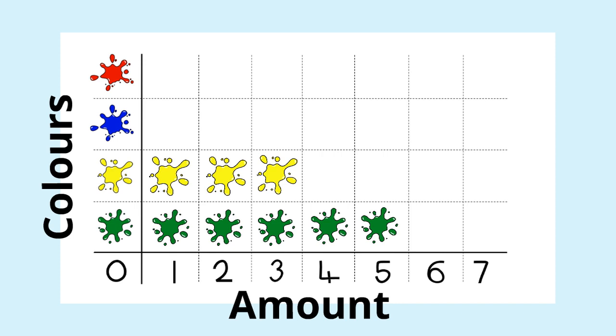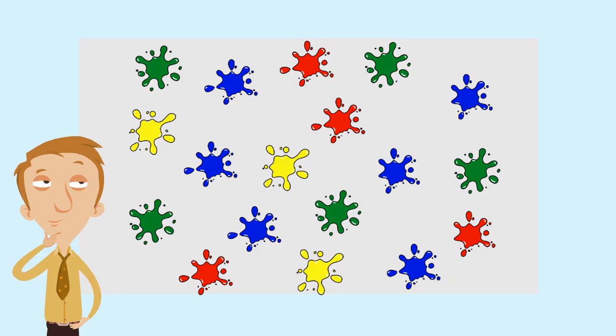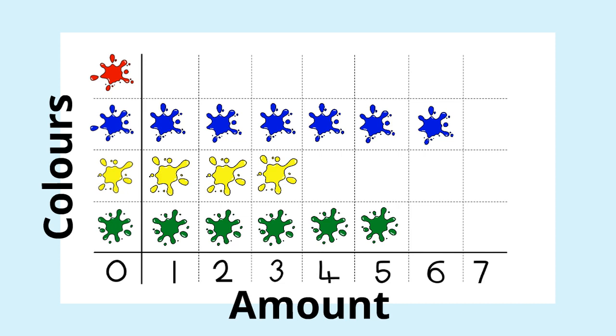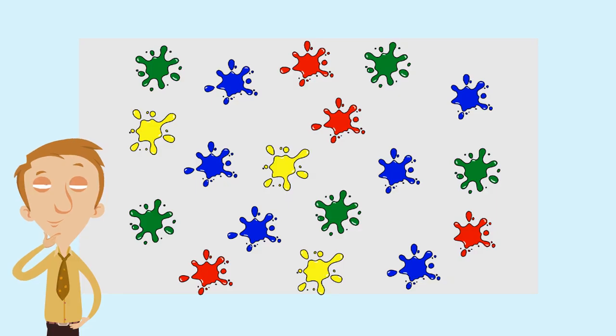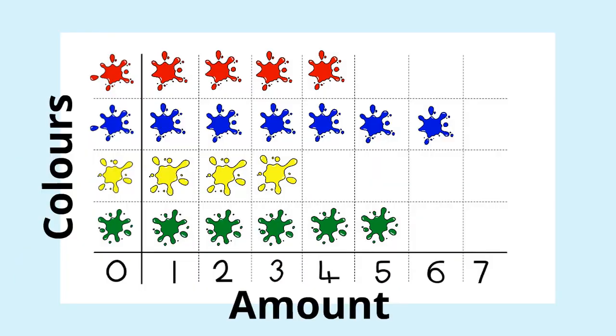Let's do the same thing again for blue splats. We'll go back, we'll count them up. 1, 2, 3, 4, 5, 6. And we'll go back to our pictogram and put them in. And we'll finish off with the red splats. Let's count them up. There's 1, 2, 3, 4 red splats. And we draw them in like this.